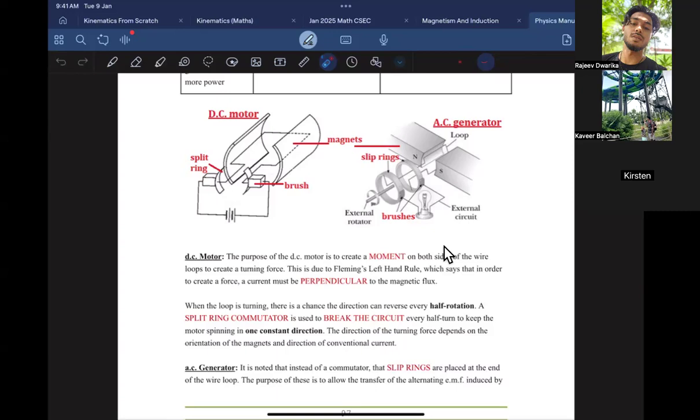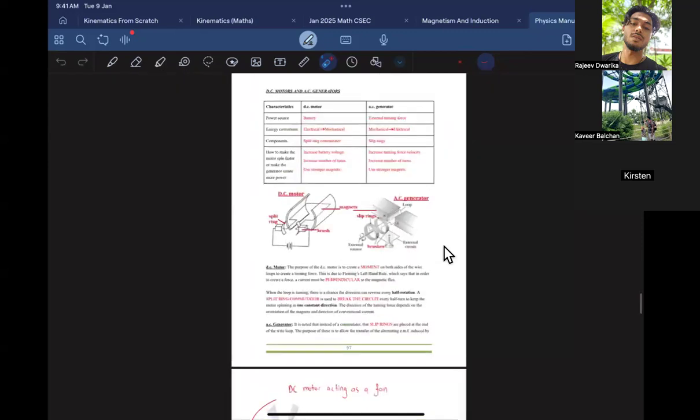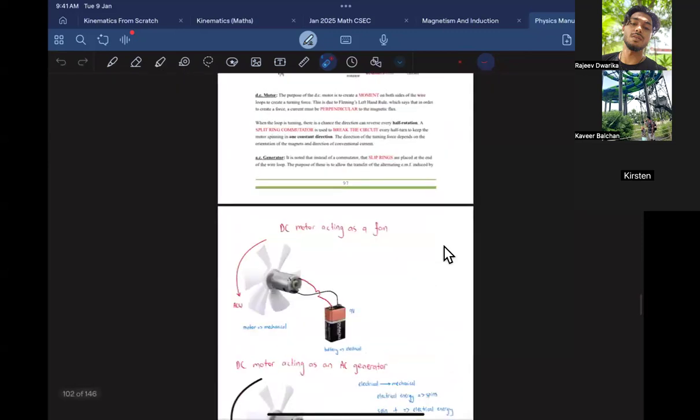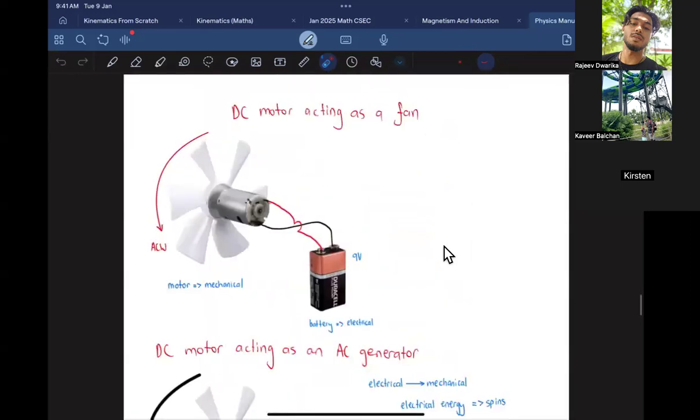Okay, great. So Kirsten, I'm not sure if you did this in school as yet. This is magnetism and induction, right? What I was saying is, if you have a battery hooked up to a motor, the electrical energy gets converted to mechanical energy, right? The battery gives the motor power and it causes the motor to spin. Does that make sense? Yeah.